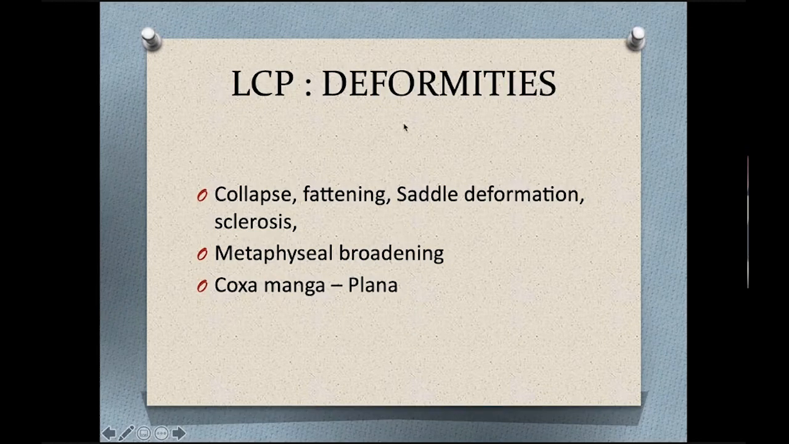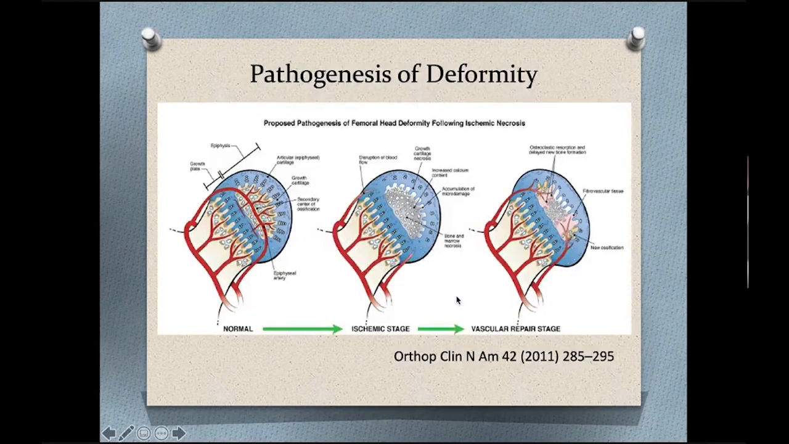So here is the deformity, which may range from collapse. It may be flattening, it may produce a saddle deformation or bilobed femoral heads. It may produce metaphyseal broadening. It ends with coxa magna or coxa plana. All this depends on the pressure in the hip joint, weight bearing, and the progress of the disease. And now we will explain how this deformity occurs.